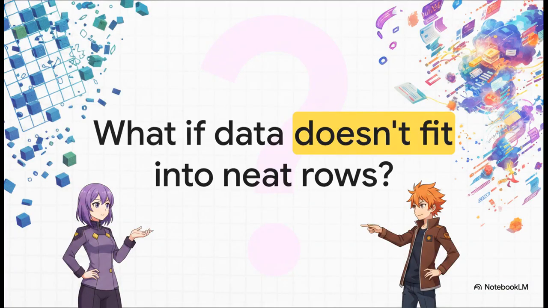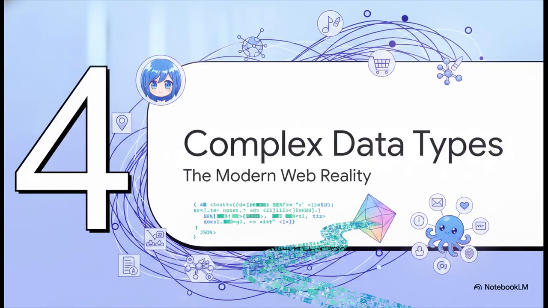Okay, so we've spent this whole time perfecting the clean, strict rows and columns world of relational databases. But here is the plot twist. What if your data completely refuses to fit into neat little rows and columns? What then? Let's explore that in Section 4, Complex Data Types.